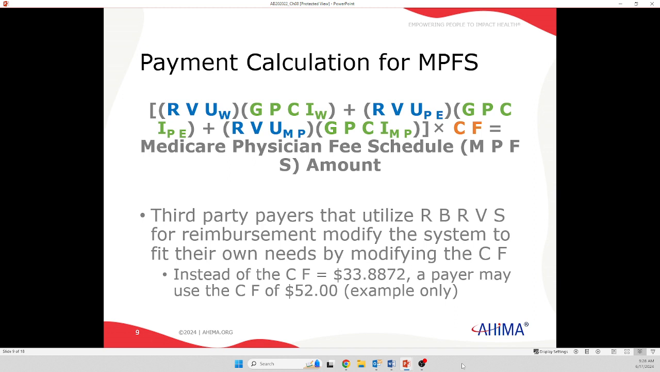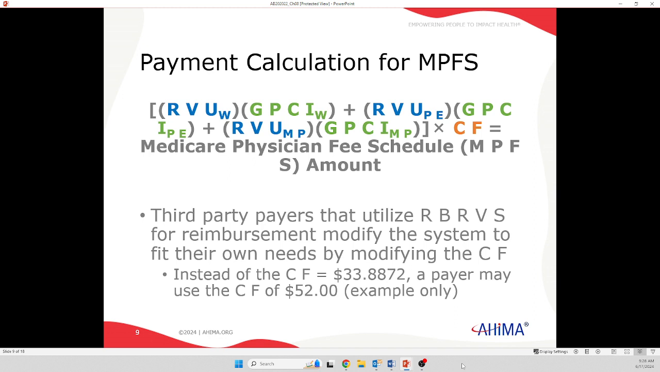So your third-party payers that utilize the RVUs for reimbursement, they modify their system to kind of fit their own needs by modifying the CF. So there's an example. Instead of a CF of 33, a payer may use a CF of 52, and that's just an example.